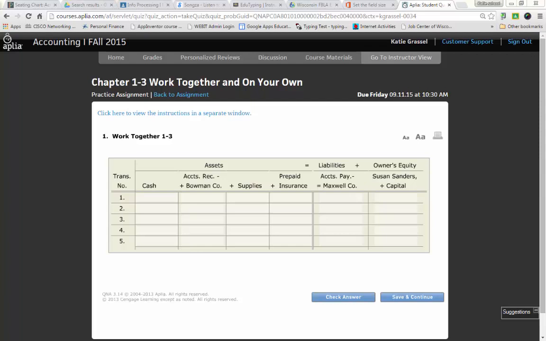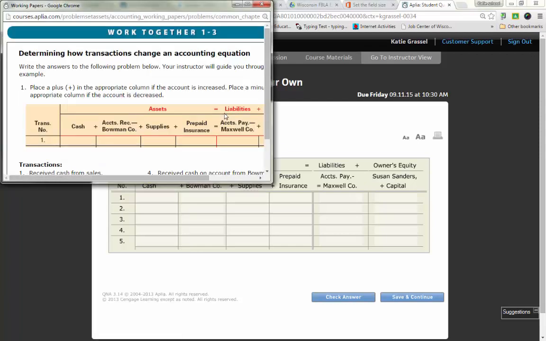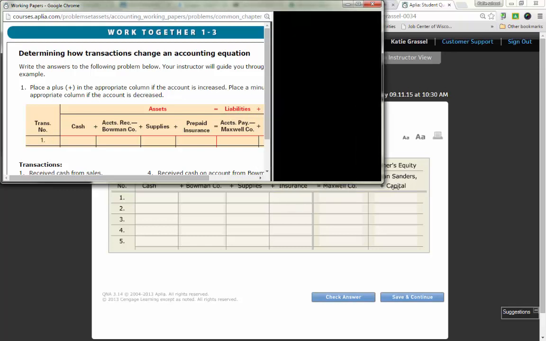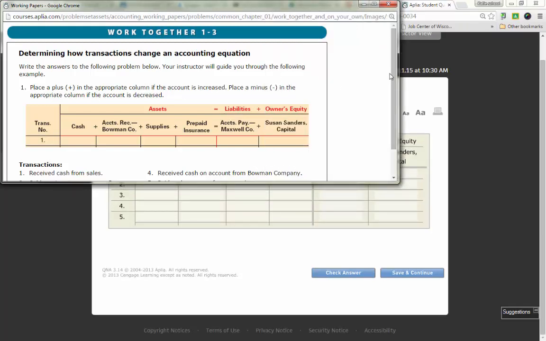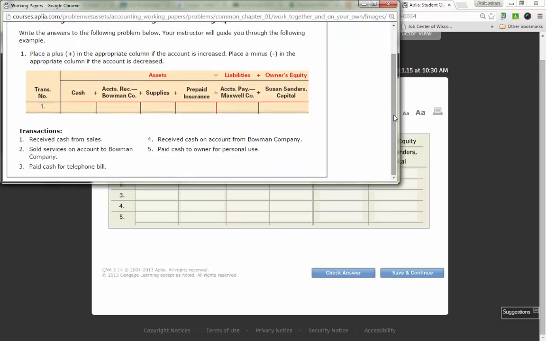Okay? So our directions for Work Together 1-3 are very similar to how we did Work Together 1-2. They're going to give us a transaction, and then we're going to determine if that's going to make this account go up with a plus or make it go down. And remember, we can have two assets affected, and one may go up and one may go down. It doesn't have to be on both sides of the accounting equation.